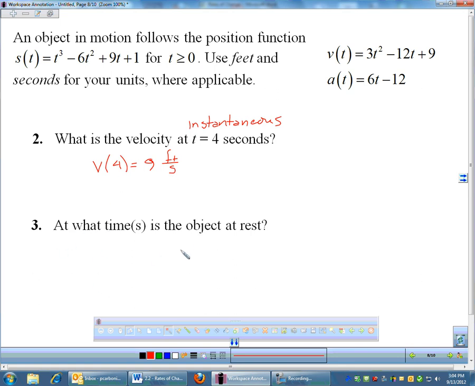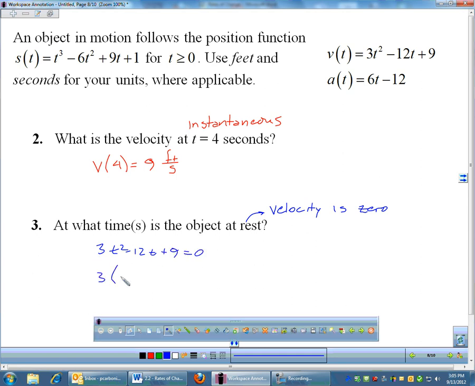At what time is the object at rest? Different question. We haven't done this one yet. An object is at rest. When something is resting, it is not moving. So if something is resting, that means velocity is 0, right? Velocity is 0 when something is at rest. So if I want to know when something's at rest, you take the velocity function, 3t squared minus 12t plus 9, and we will set that equal to 0.